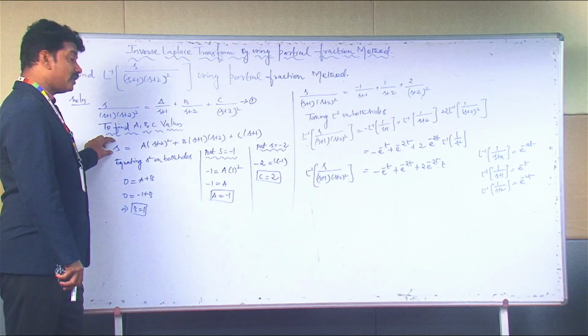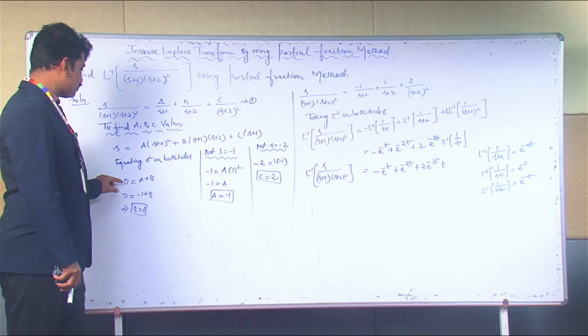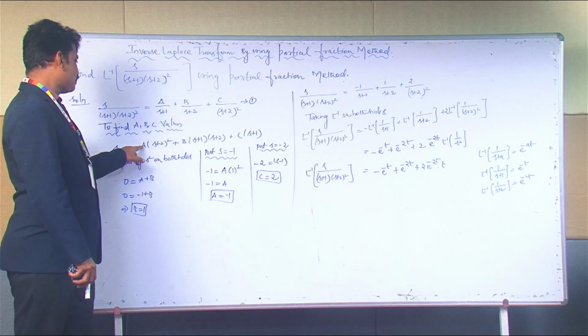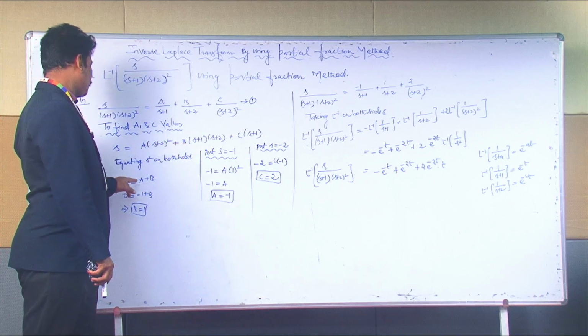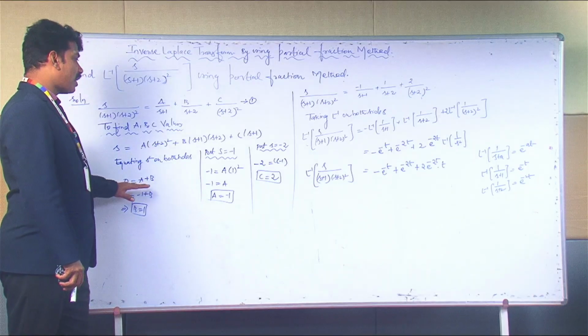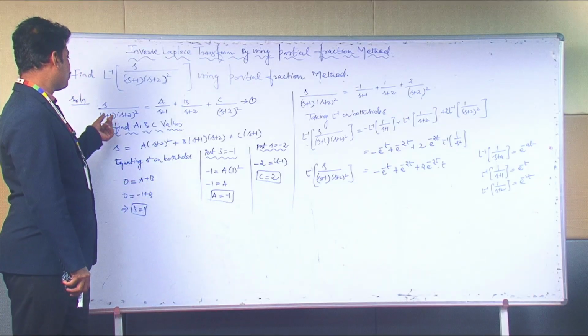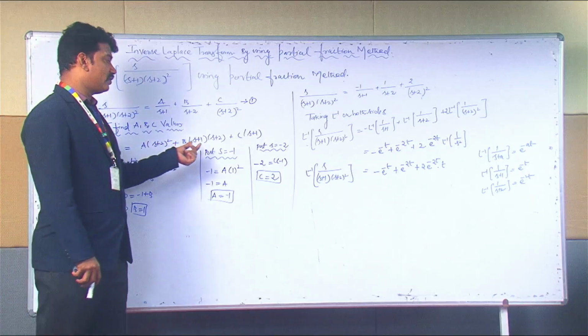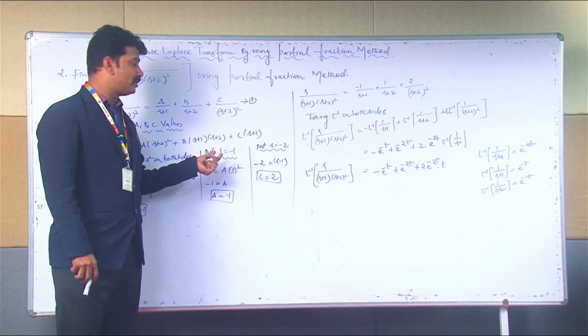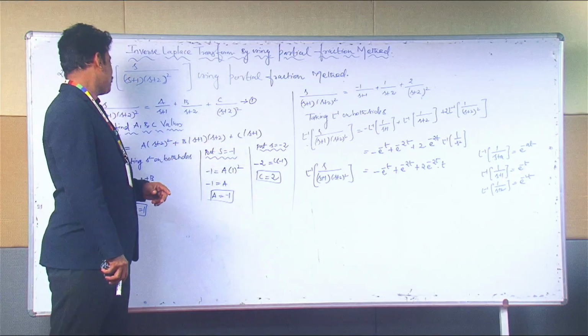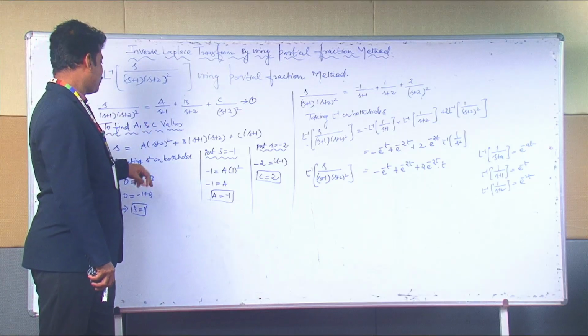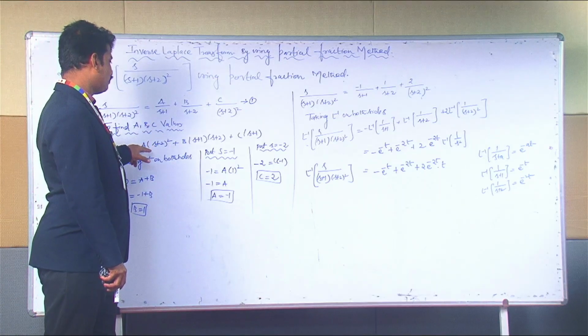On the LHS there is no s² term, so this will be considered as 0. This is a, this is b. So 0 equals a plus b; keep it as it is. Coming to the next one, s plus 1: you have to equate it to 0, so s is equal to minus 1. You have to substitute here, then finally what will happen? We will get the a value.